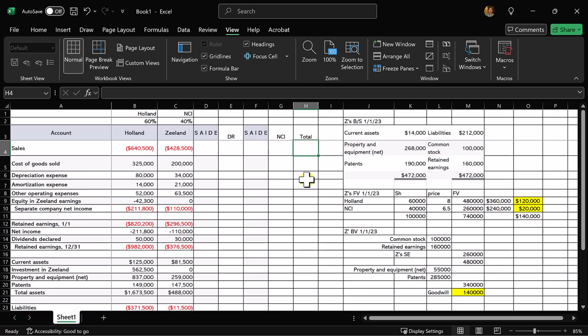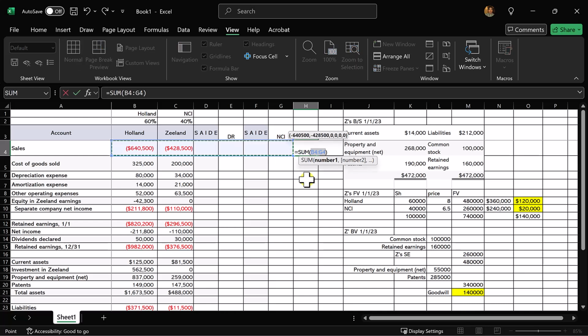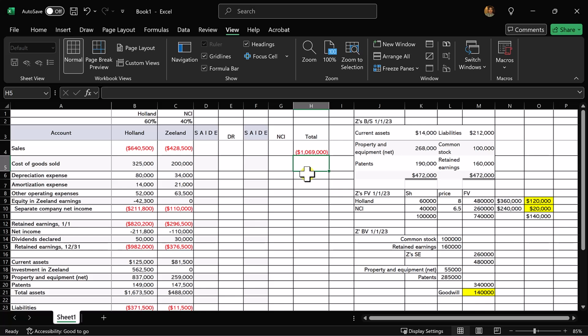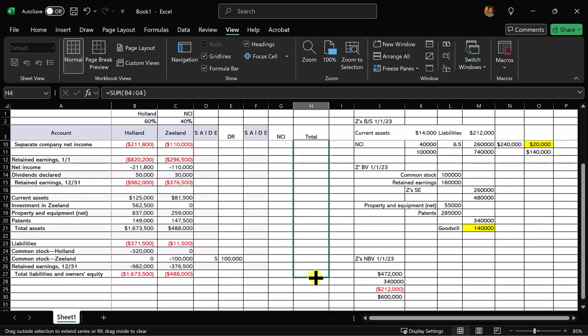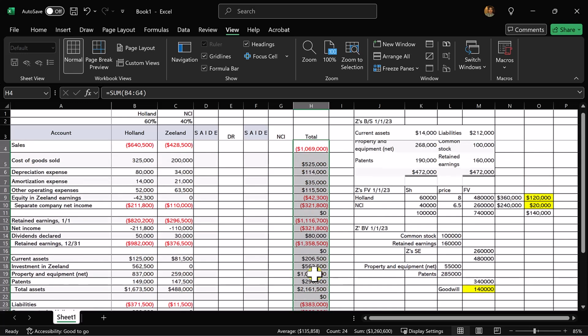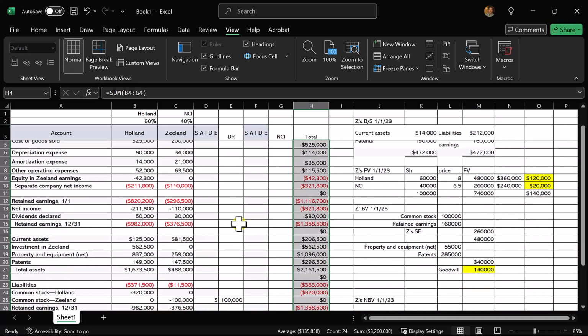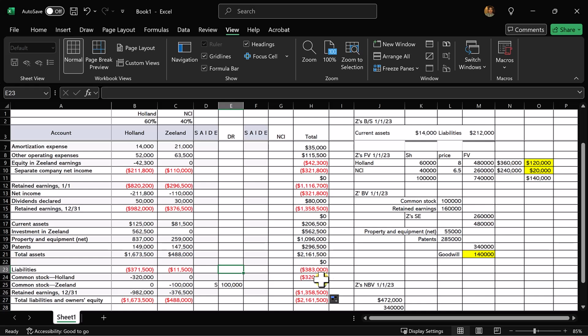So let's see, the sum. Let's do the whole sum here. And again, it's probably going to be incorrect for some of the rows, but I'm going to fix it up later on. So I copy the formula down. Okay, and then you can see here the correct balance after using this entry S. It should be 0 for the common stock of Zealand.